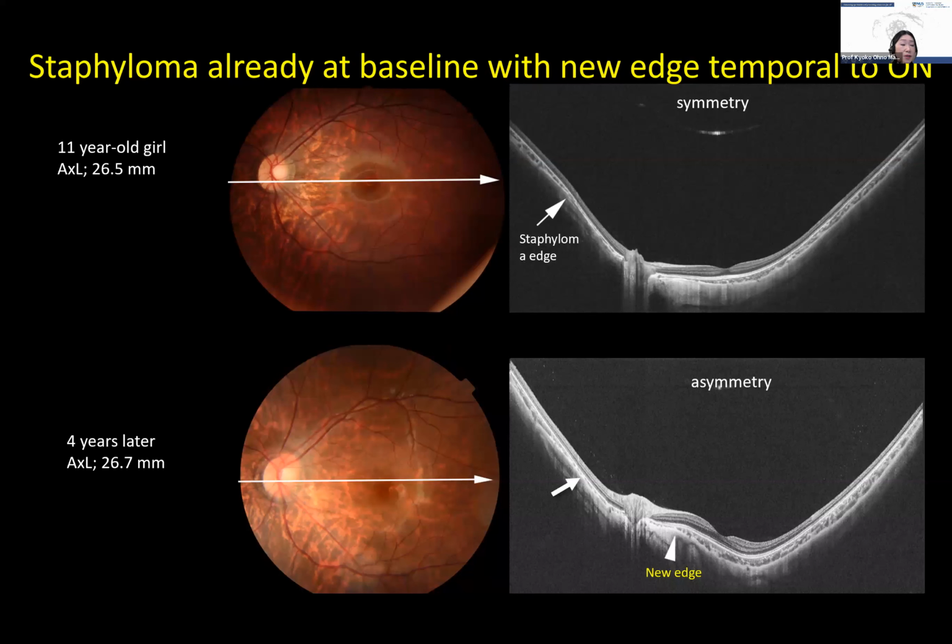And this is an 11-year-old girl. Mild staphyloma edge is already seen at baseline. And 4 years later, in addition to the pre-existing edge, a new staphyloma edge is formed temporal to the optic disc. So these data show that staphylomas may develop at a much younger age than we previously thought. Children who become pathologic myopes may already be different from usual myopes in their childhood. So early intervention may be necessary to prevent the development and progression of staphylomas.